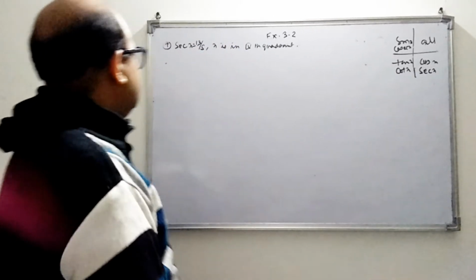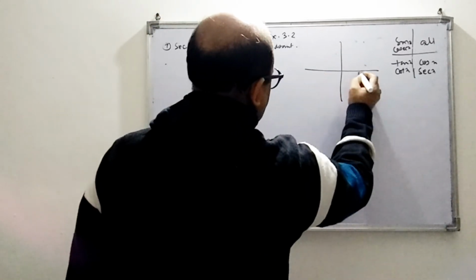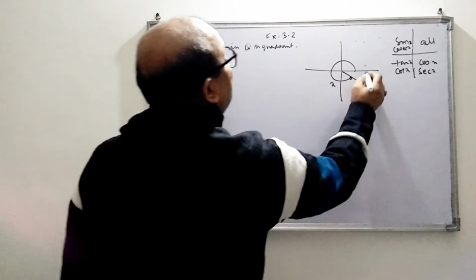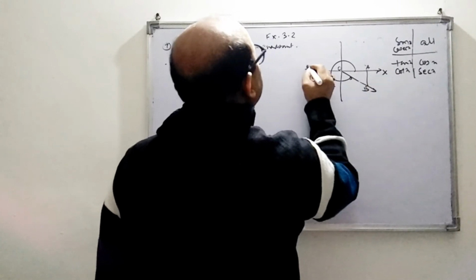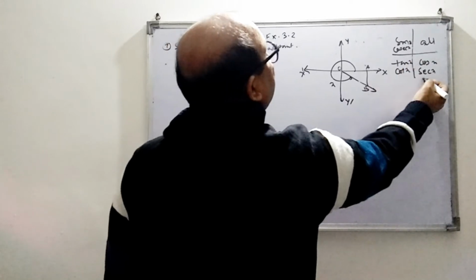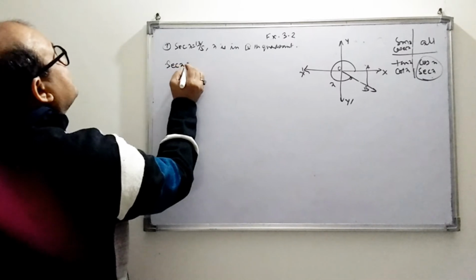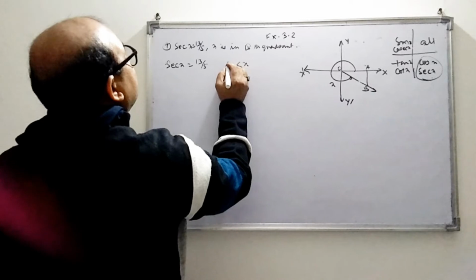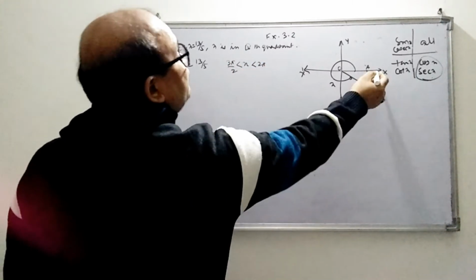Now next question is sec x equal to 13 by 5, x lies in the fourth quadrant. So let us move. X lies in the fourth quadrant. X, x dash, y, y dash. In the fourth quadrant sec is positive. So what do I get? Sec x equal to 13 by 5, x in the fourth quadrant, that is x lies between 3 pi by 2 and 2 pi.